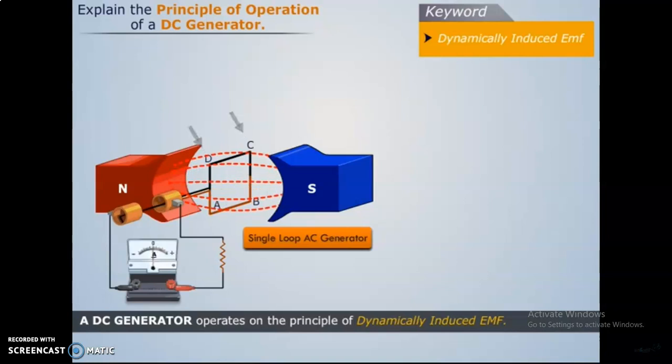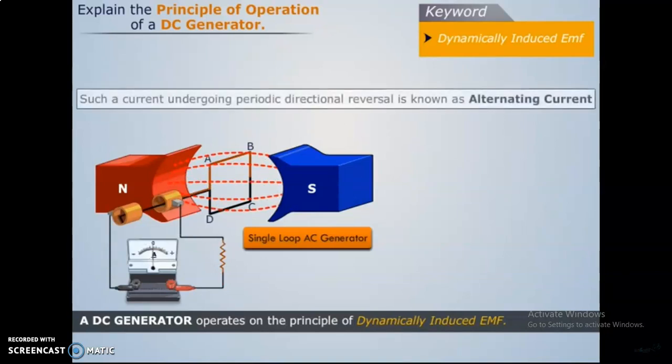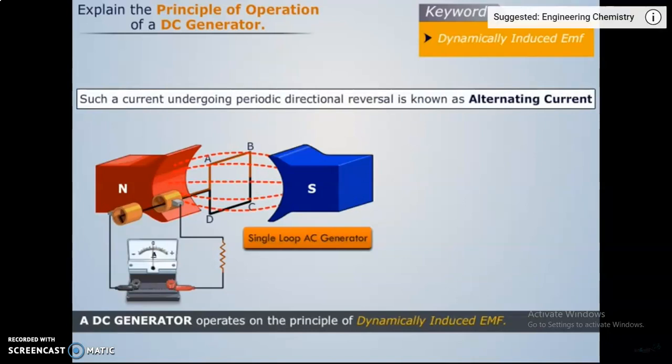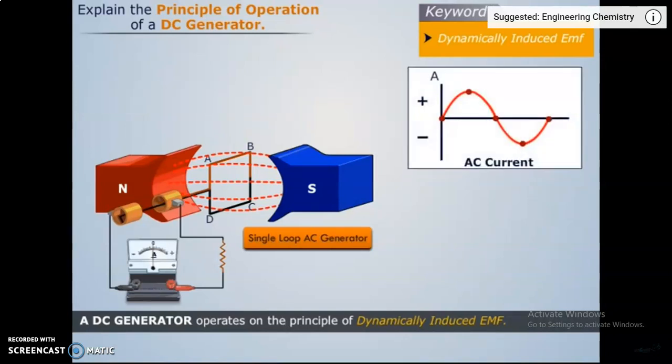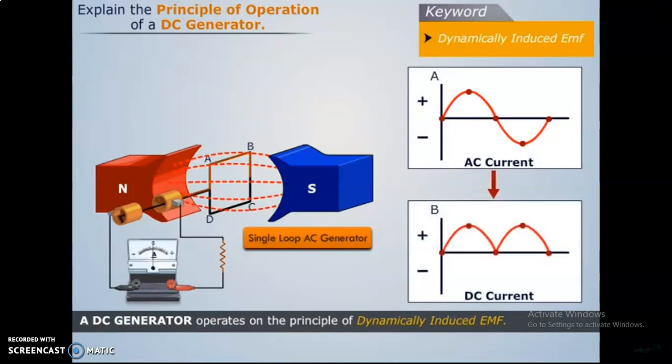Whenever the magnetic field is cutting the conductor, there will be an EMF induced, right? Such current undergoing periodic directional reversal is known as alternating current. That is what we have seen in the previous one, the AC current. You have both positive and negative, and that is only because of the revolving nature of the conductor present inside the magnetic field.